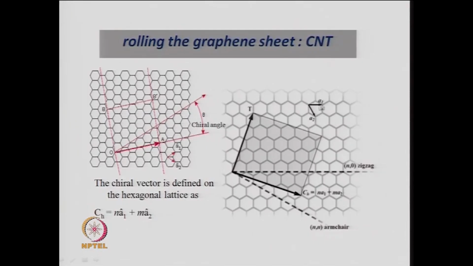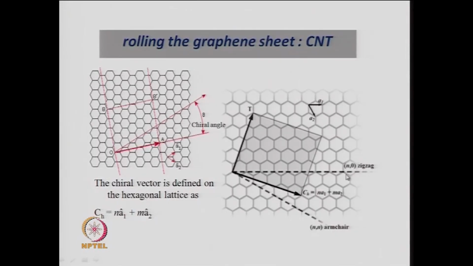In this figure a1 is denoted by this vector and a2 is denoted by this vector. If m is 0, then the a2 vector will not contribute to the overall chiral vector c, and the resultant will always be multiples of a1, so it will be parallel to this direction. That is what is shown here: for a value where n is non-zero and m is 0, the resultant vector will be along this direction, which is parallel to the a1 direction.